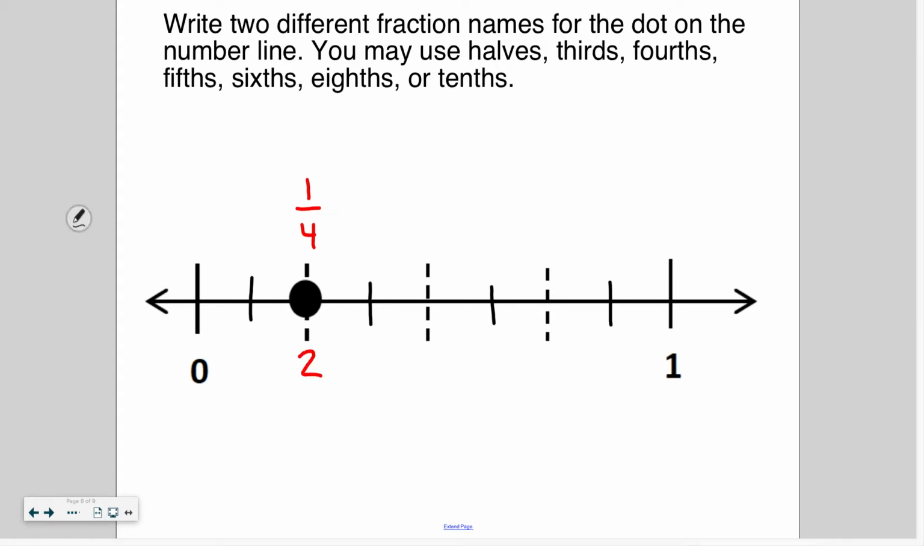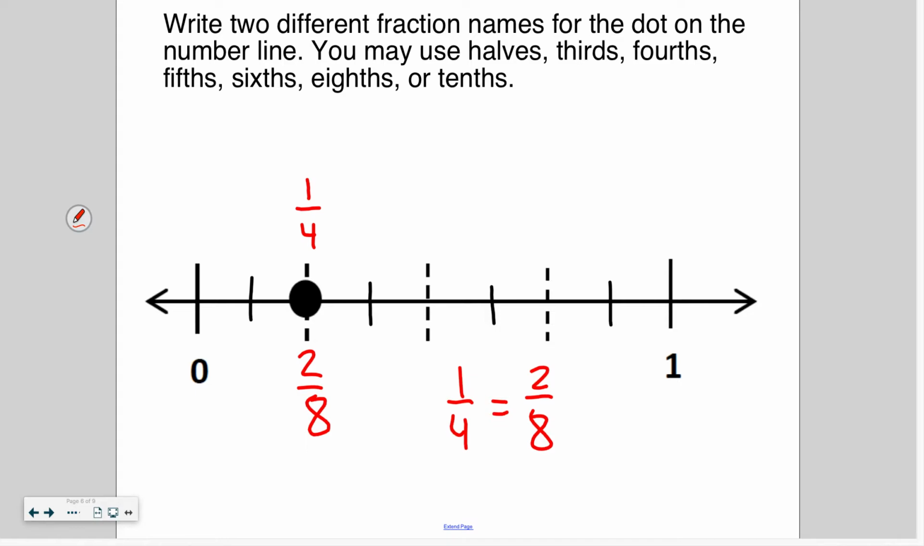And this point on this number line represents 1/8, 2/8. So 1/4 is equal to 2/8. I'm going to write that down. So two fractions that have the same value are 1/4 and 2/8. They both represent this dot on the number line.